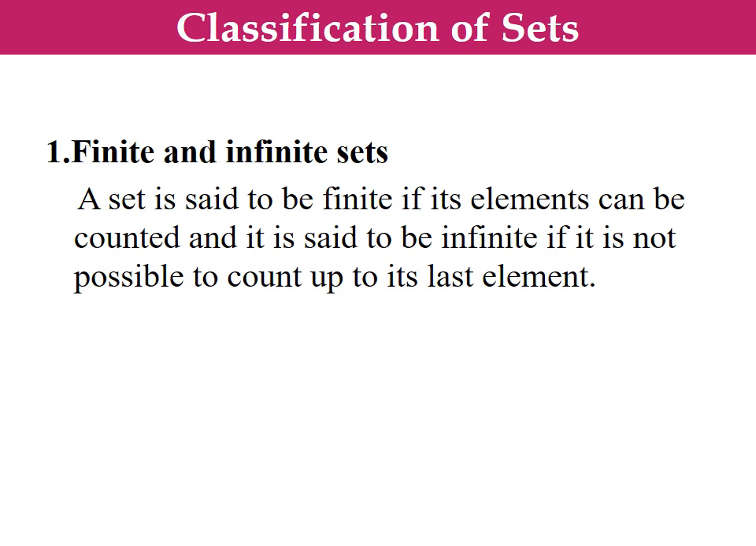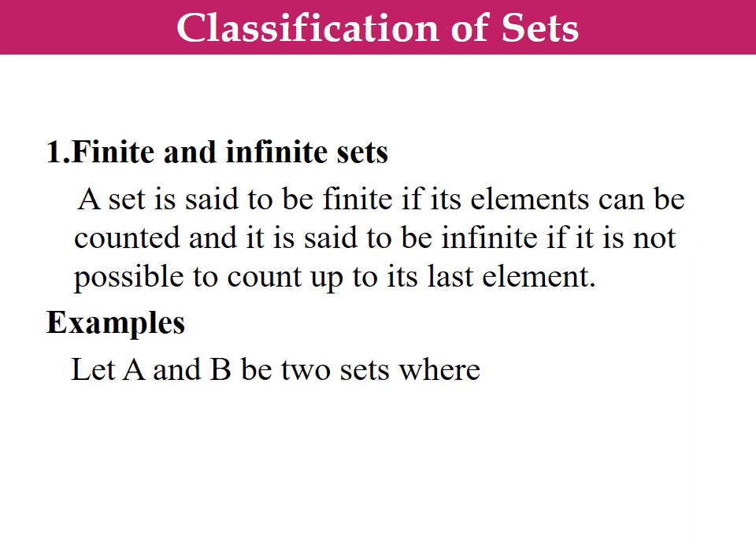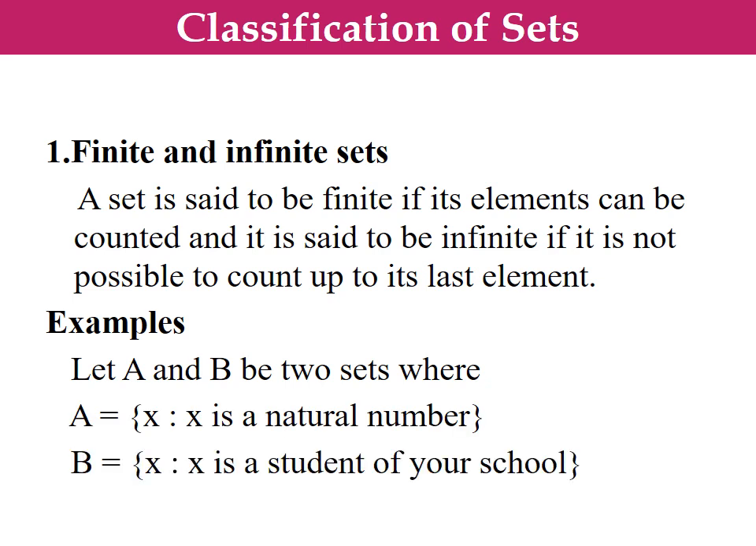A set is said to be finite if its elements can be counted, and it is said to be infinite if it is not counted or if it is not finite. For example, let A and B be two sets where A is natural numbers, and B we can take the students of your school. So what do you understand from this example?